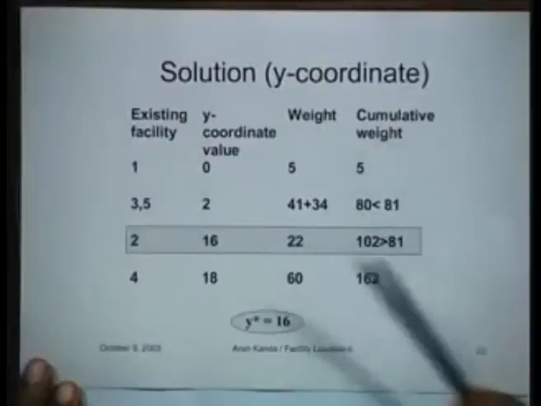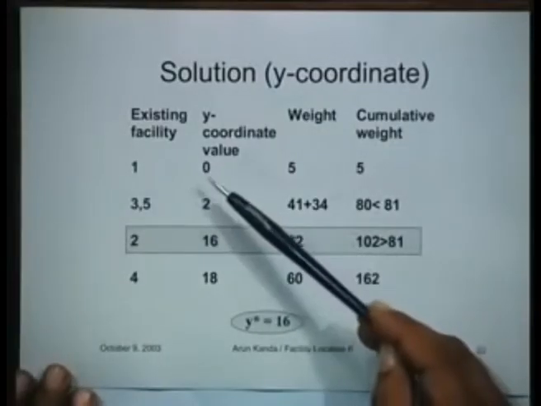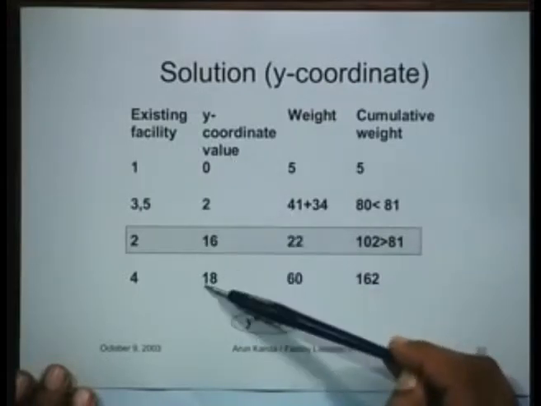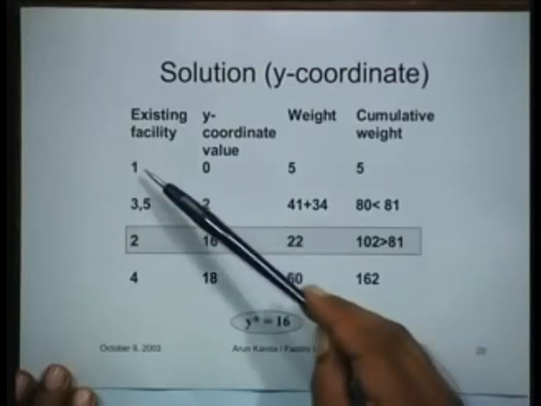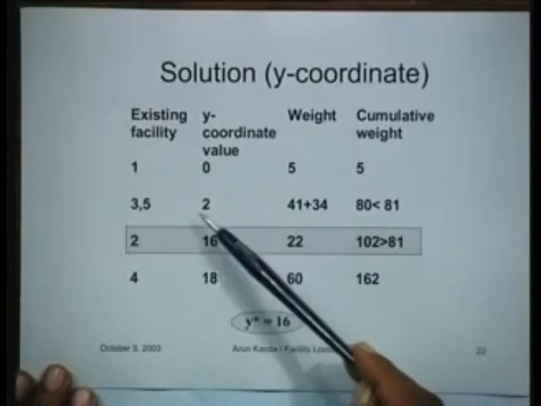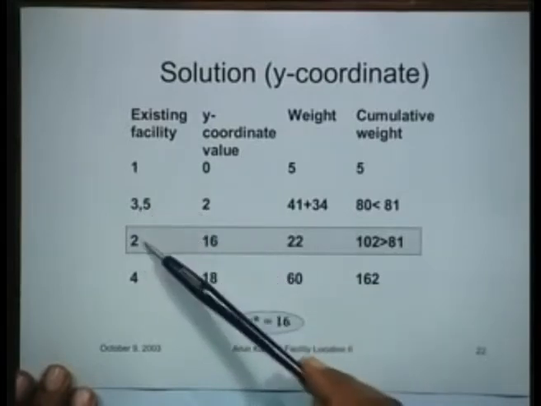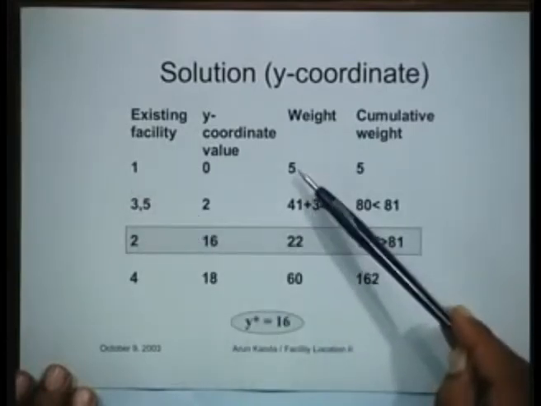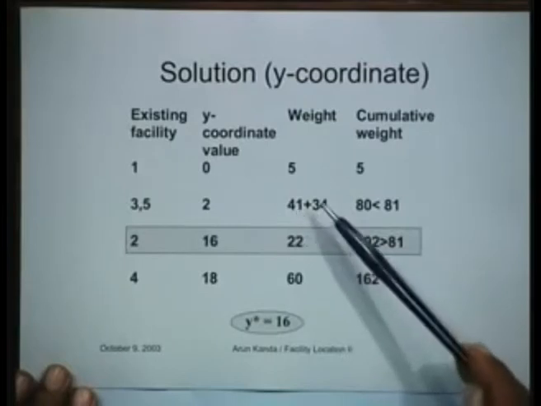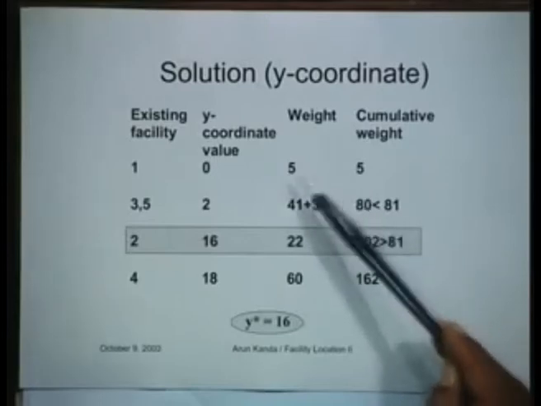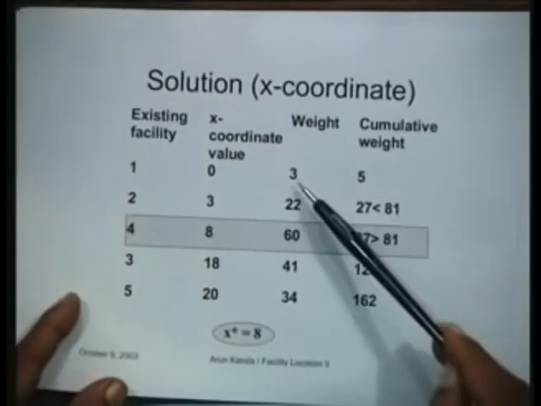Then we can do a similar procedure for the y coordinate. If you arrange the y coordinates in ascending order: 0, 2, 16 and 18, this corresponds to the first facility. Both facilities 3 and 5 share this coordinate, so we write both of them here, and then 4, in that order. And then the weights, 5, 14, so this is 5. In the previous slide this should have been 5. So this particular value should be 5.